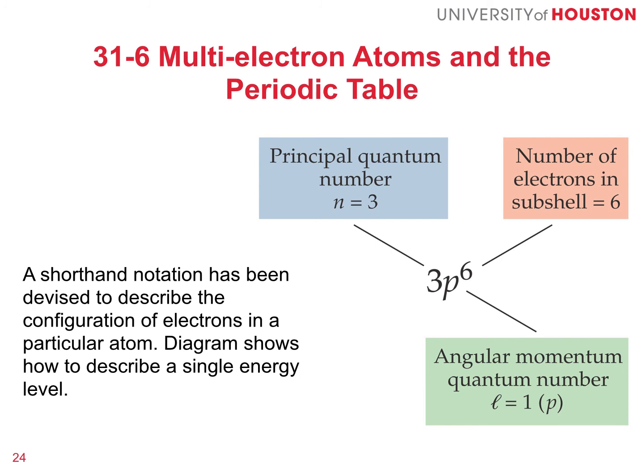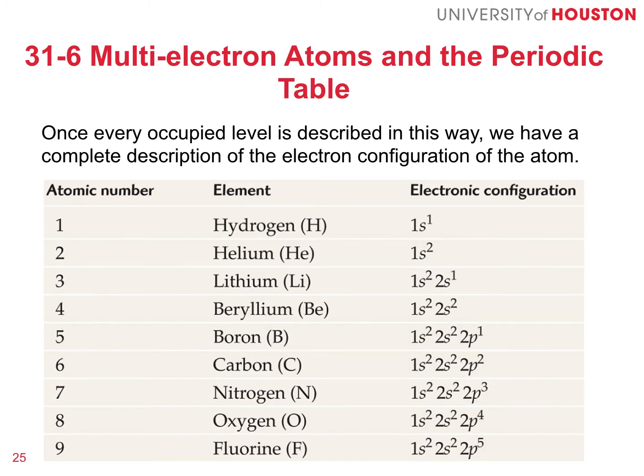That number is determined by the possible ML states and MS states. For the case of L equals 1, that number is 6. Once every occupied level is described in this way, we have a complete description of the electron configuration of the atom with respect to these quantum states.